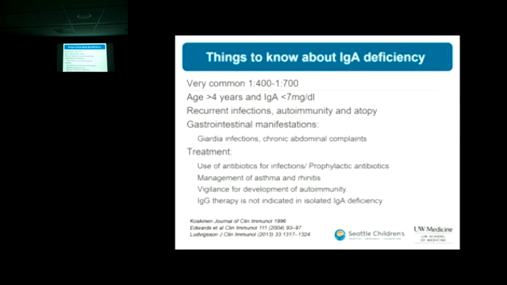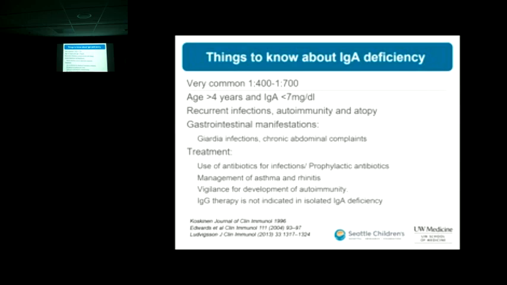Use of antibiotics promptly. There is a question again of the use of prophylactic antibiotics, and again I'm being provocative. Some people will use them. There is no prospective data. Management of asthma and rhinitis, development of autoimmunity, and importantly, IgG therapy is not indicated in isolated IgA deficiency. So there's no indication really for IgG therapy.